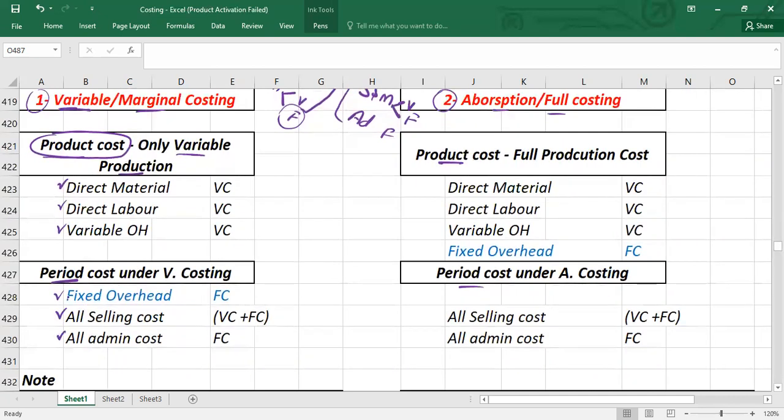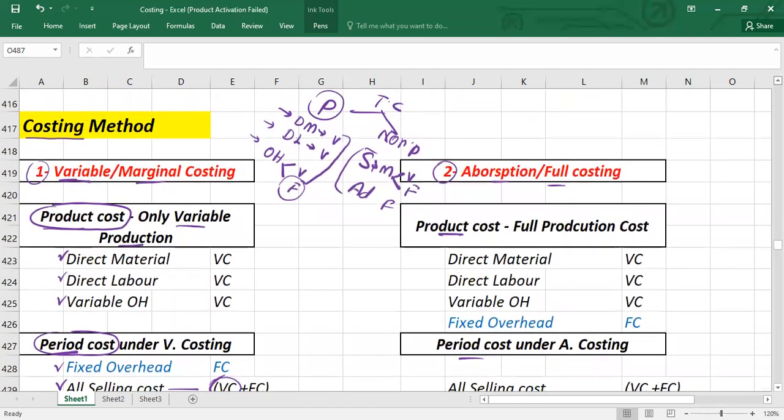Fixed overhead cost will be treated as period cost, and all selling and all administration are treated as period cost. But because selling cost could be variable and fixed, and administration costs are fixed, the variable cost has a presentation difference, but it is still period cost. I will show you where to present it under variable costing.